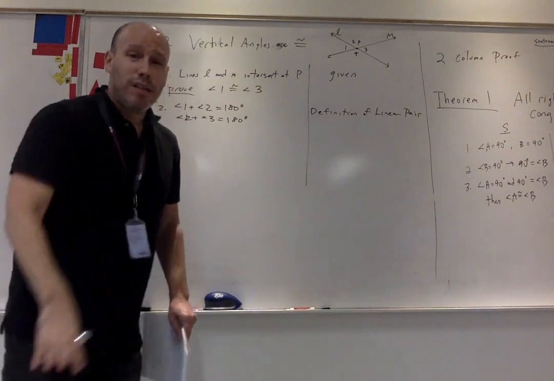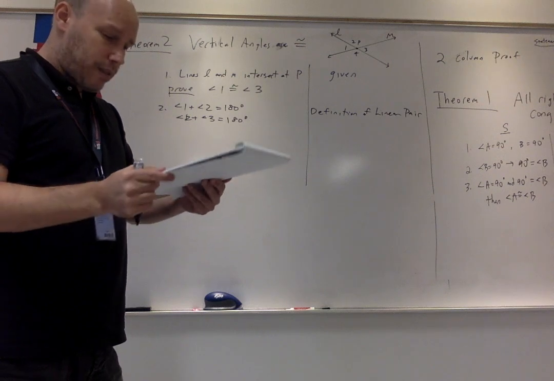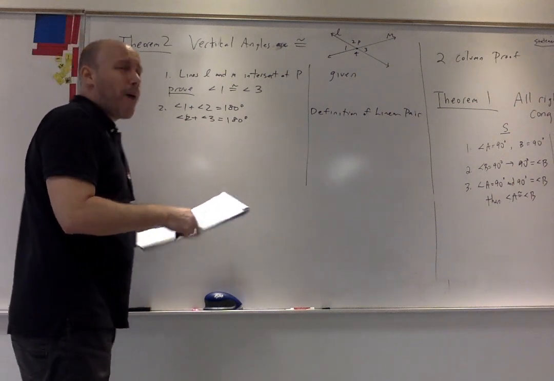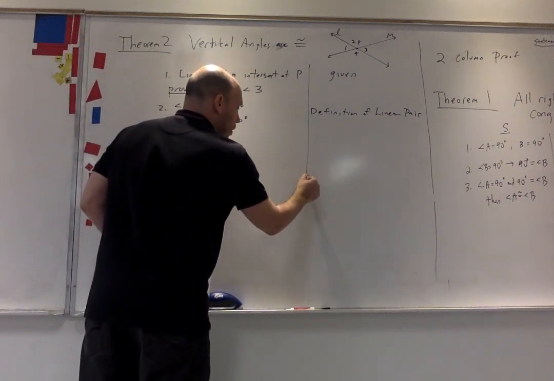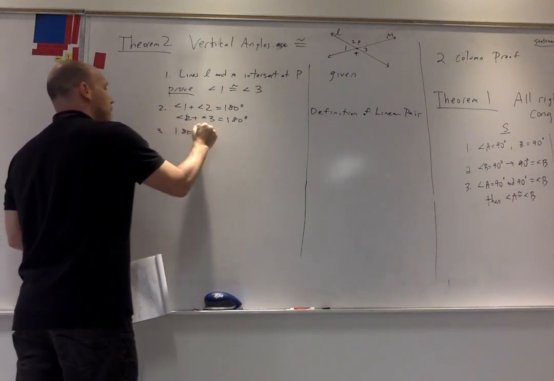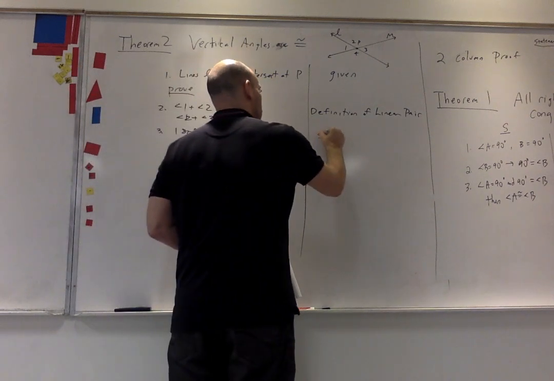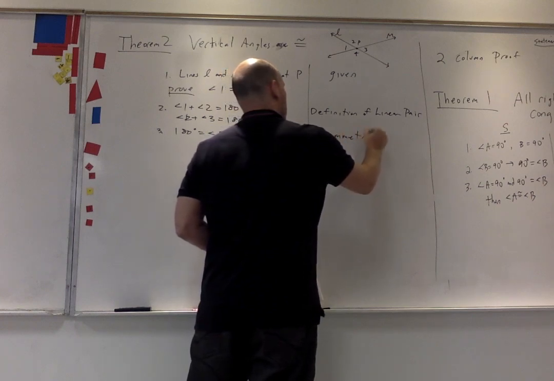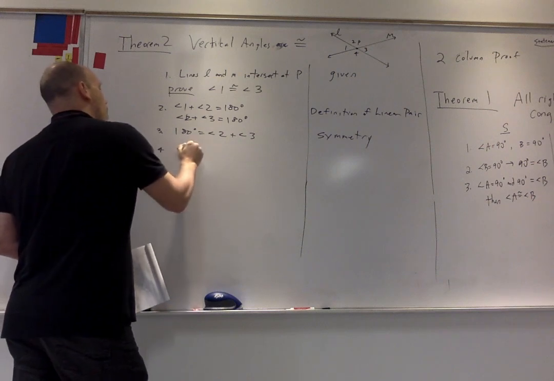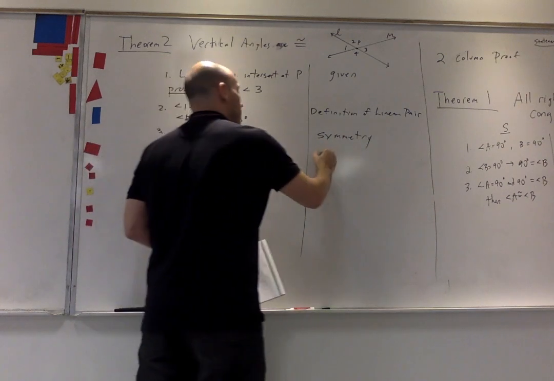Now, even at this early stage, we're going to skip a little step. What do you think is next? Actually, I'm going to make you do a little work today for the proof. What's next? Okay, number 3. 180 degrees equals angle 2 plus angle 3. Symmetry. What's next? Angle 1 plus angle 2 is congruent to angle 2 plus angle 3. Transitive.